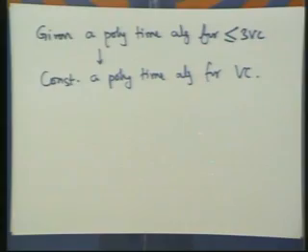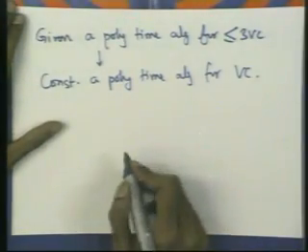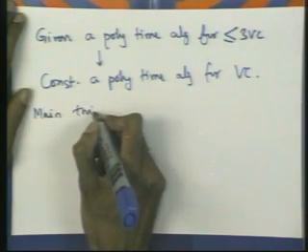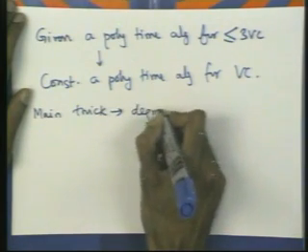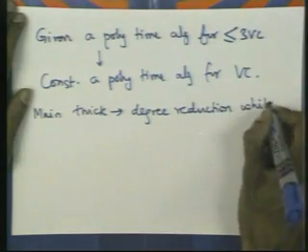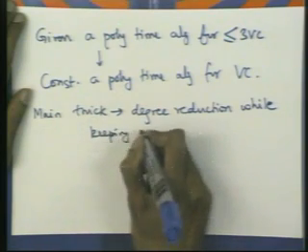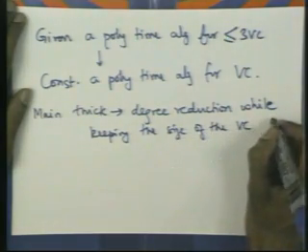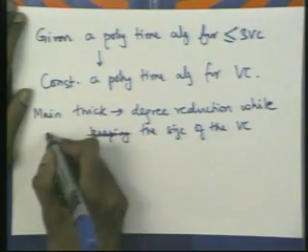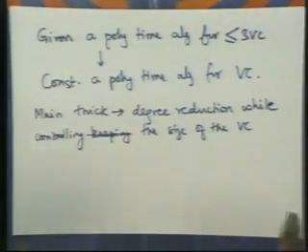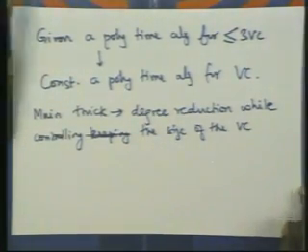So here's the trick. I'll tell you what the trick is to reduce the degree of a vertex. The main trick is degree reduction while controlling the size of the VC. If there is some control over how the size of the VC changes, then we are through.